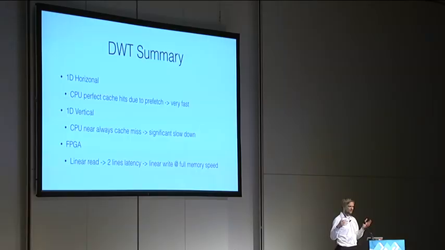So on a CPU, on a horizontal line you have perfect cache hits thanks to the prefetch, so this is very fast. In a vertical scenario, you have cache misses all the time, so you have a significant slowdown. But in an FPGA, you're performing a linear read of your image, and then you do magic with it, and then you perform a linear write on the output. And so the FPGA is running at your full memory speed, while your CPU is permanently stalled by the external memory that it has to use.